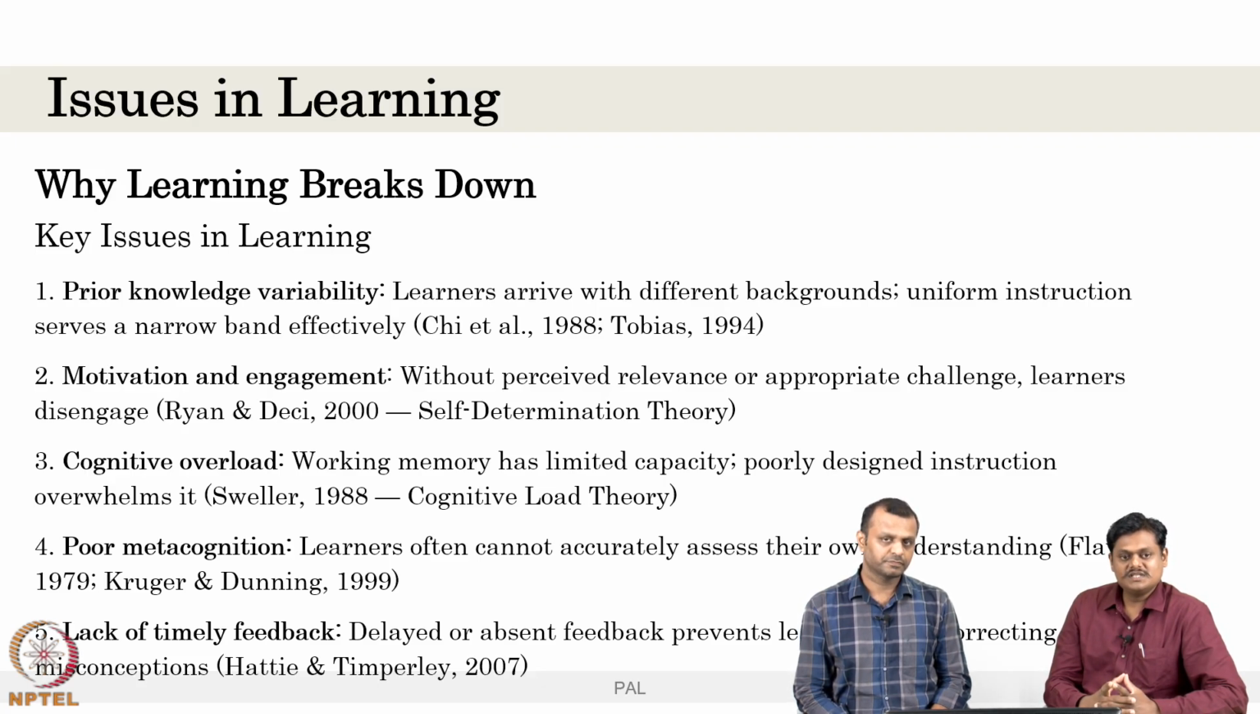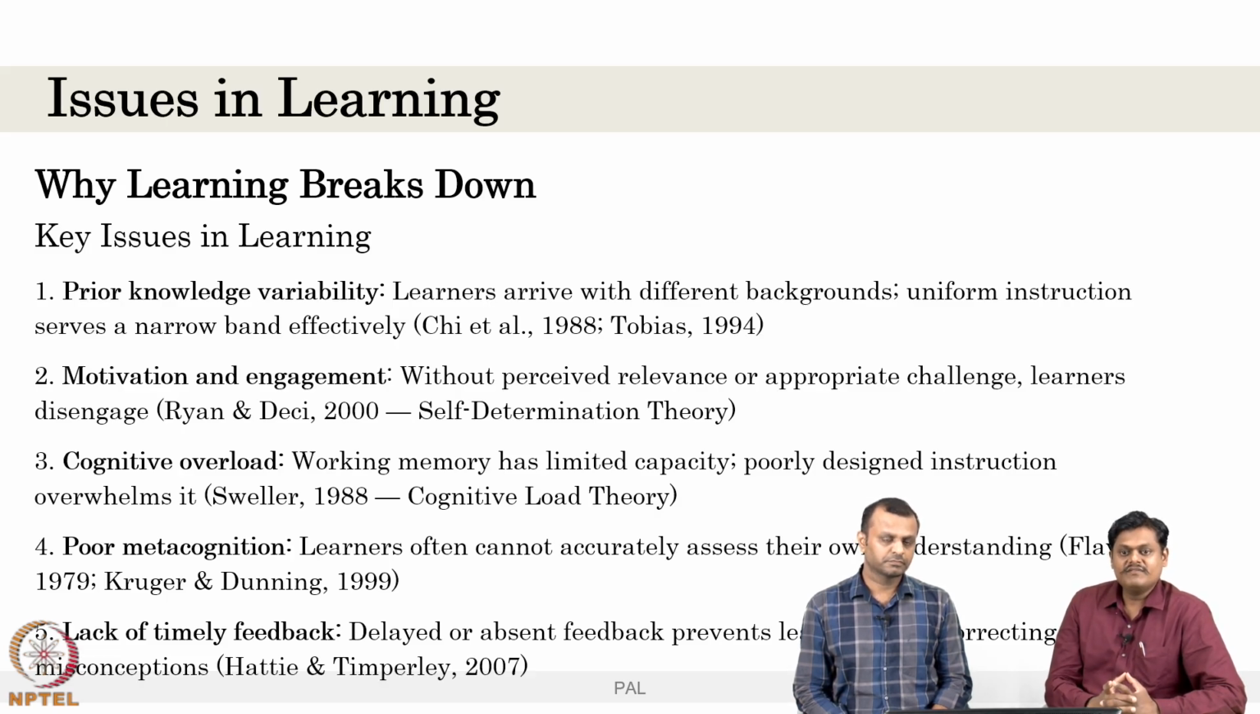So, key issues in learning. We can start with the first one given here. It is all from the literature. The summary is that there are, say, 5 key issues in learning. The first one is prior knowledge variability in learners.